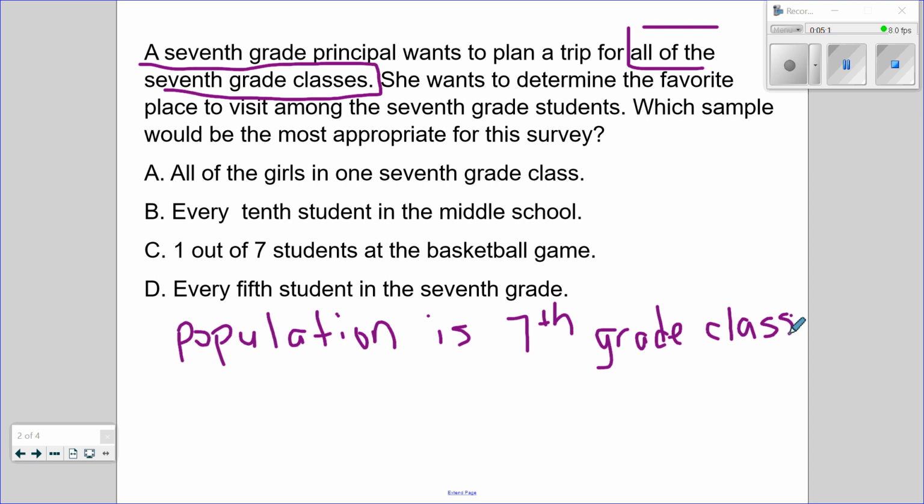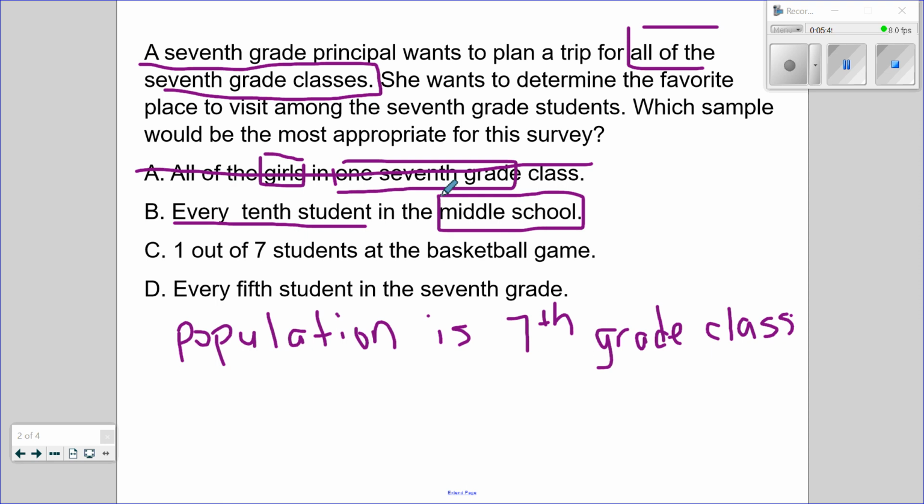Let's look at the first one. A, all of the girls in one seventh grade class. That's wrong for two reasons. One, you only selected girls, so you excluded all of the boys in the school, and you only surveyed one seventh grade class, so not everybody had a chance to get picked. So A would be wrong. Then we have B, every 10th student in the middle school. Well, every 10th student is random, but we don't really care about all of the students in the middle school. We only care about the seventh grade classes.